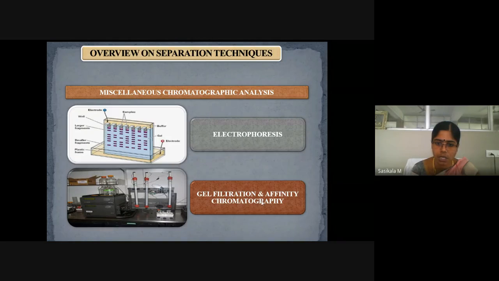So gel filtration and affinity chromatography are closely related chromatographic techniques. By using gel, the separation occurs based on affinity. Both are related, so they are given with the same heading. So gel filtration and affinity chromatography. So these are all the miscellaneous chromatographic analysis.